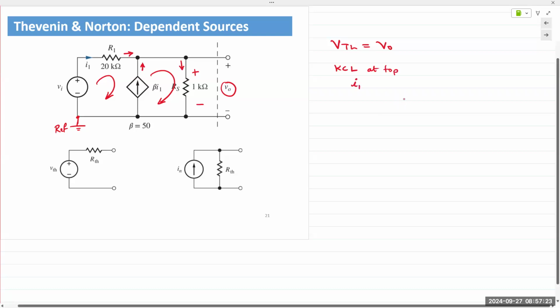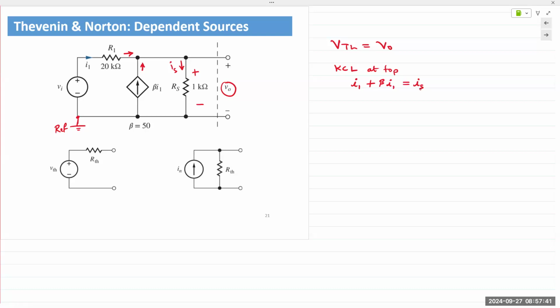I1 plus beta I1, let's call this IS. Let me remove this, mesh currents. Is equal to IS. Right, two currents entering, one leaving. And so I1 plus beta I1 is equal to IS. You simply plug in. Now it's node voltage analysis.